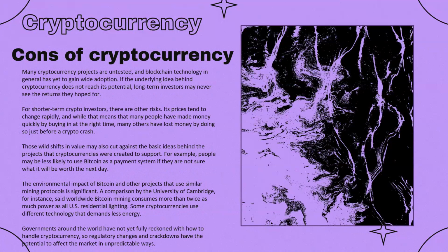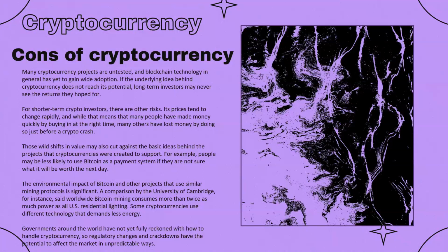So for short-term crypto investors, there are other risks. Its prices tend to change rapidly, and while that means that many people have made money quickly by buying in at the right time, many others have lost money by doing so just before a crypto crash. So ito yung pinakamasakit. So it happened during the pandemic. Sobrang taas ng cryptocurrencies at one point in time and then biglang bulusok pababa. So yung mga nakapag-withdraw when it was sky high, happy. Pero nung bumagsak, oh my gosh.